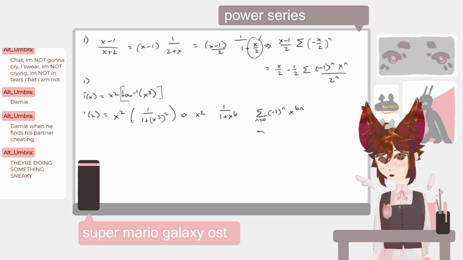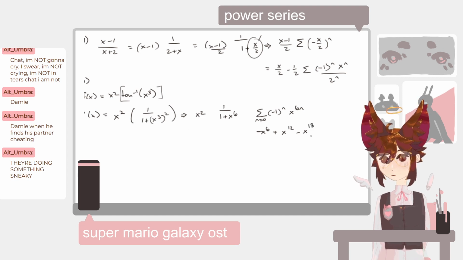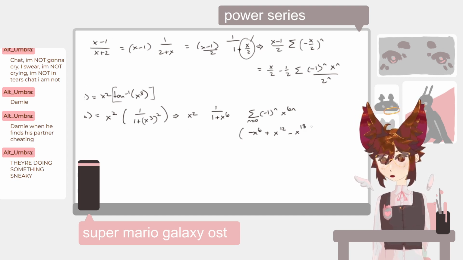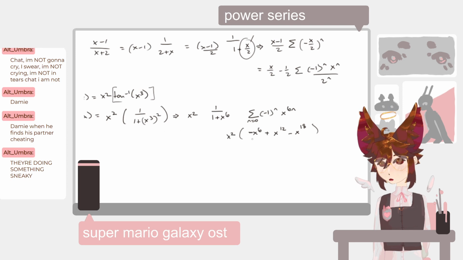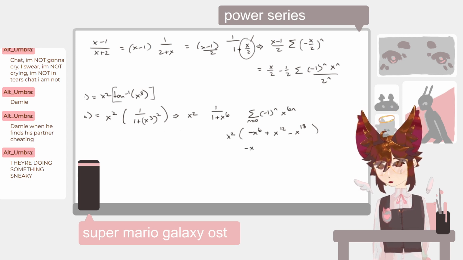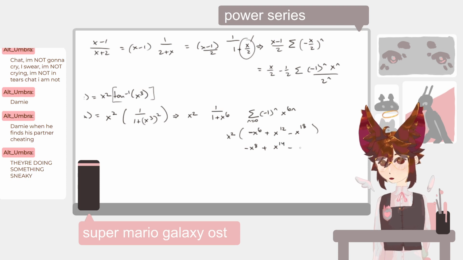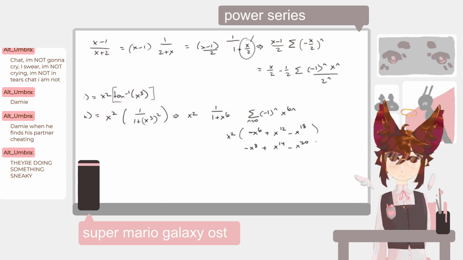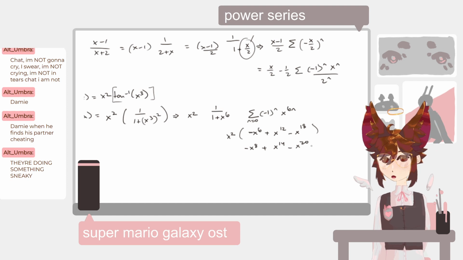Just start with the negative x to the 6th plus x to the 12th minus x to the 18th, times, right, x squared. So that's going to be negative x to the 8th plus x to the 14th minus x to the 20th, dot, dot, dot.